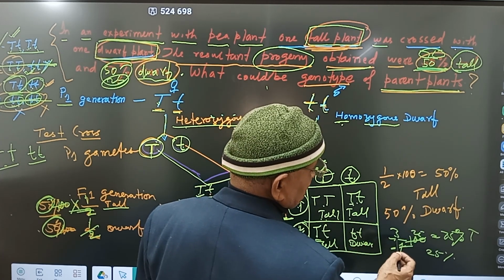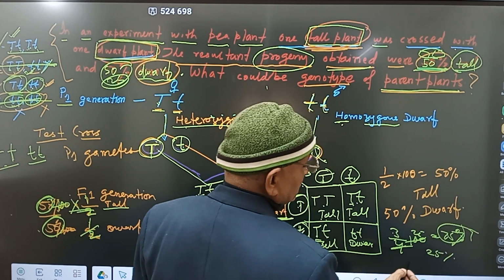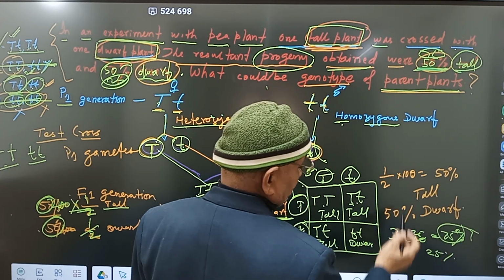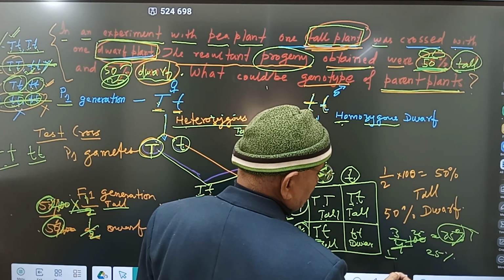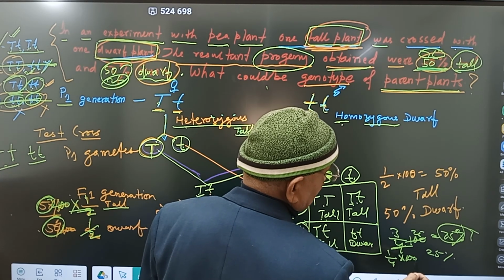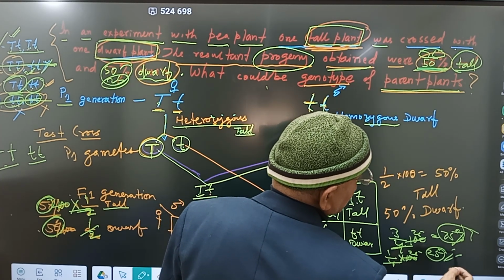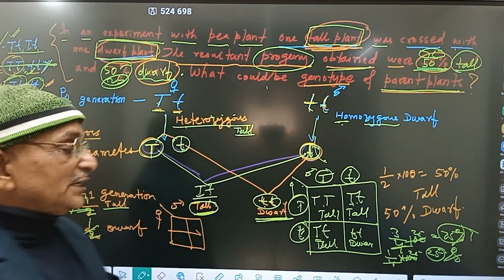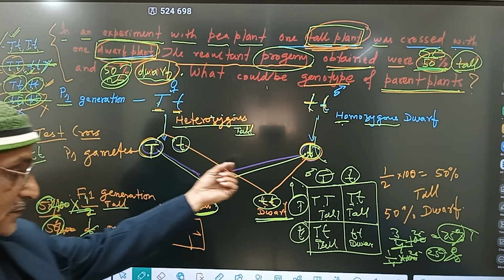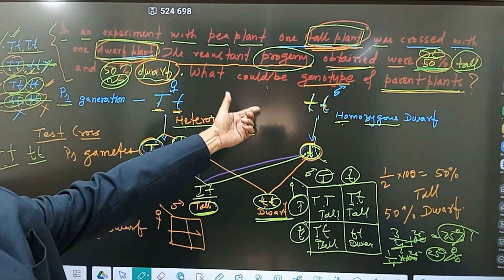So three talls are there. 3 out of 4 is tall, that is 75%. And 1 out of 4 is dwarf. So 1 by 4 into 100, you get 25. It means 25% will be dwarf. So by just changing the question, you will get a different answer.